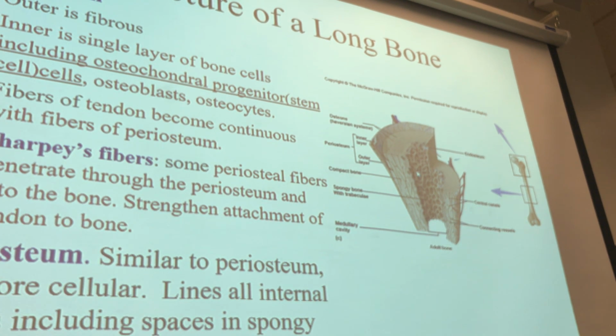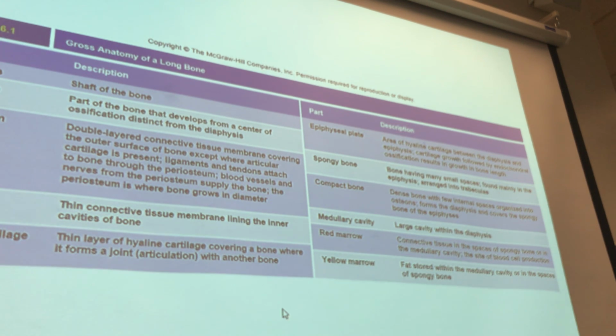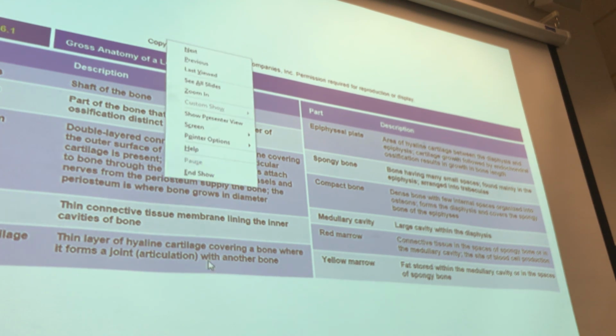Endosteum is similar to periosteum, but more cellular, and lines all internal spaces, including spaces in spongy bone. Again, this is just a graph to show you a good definition chart, showing you where things are.